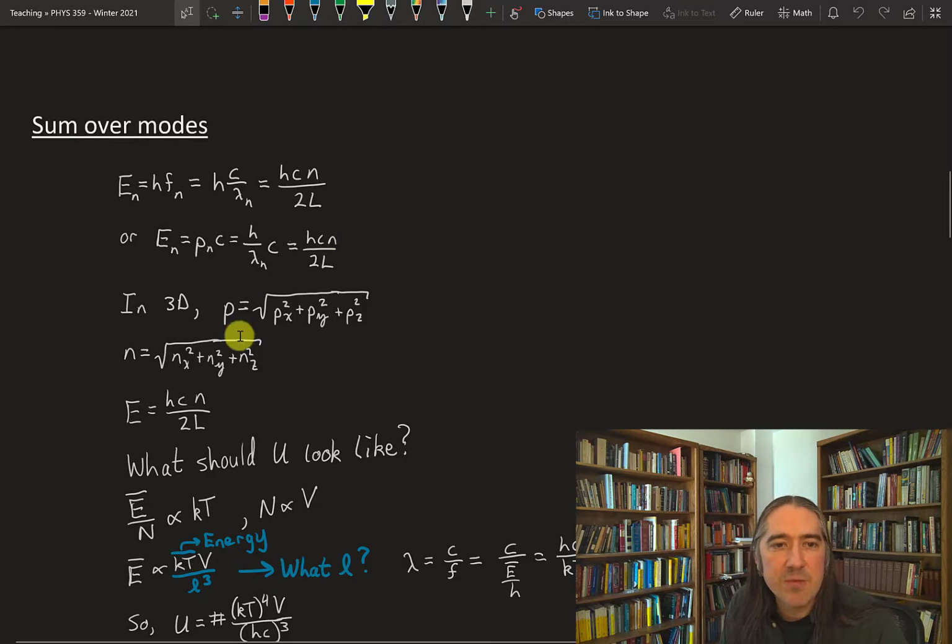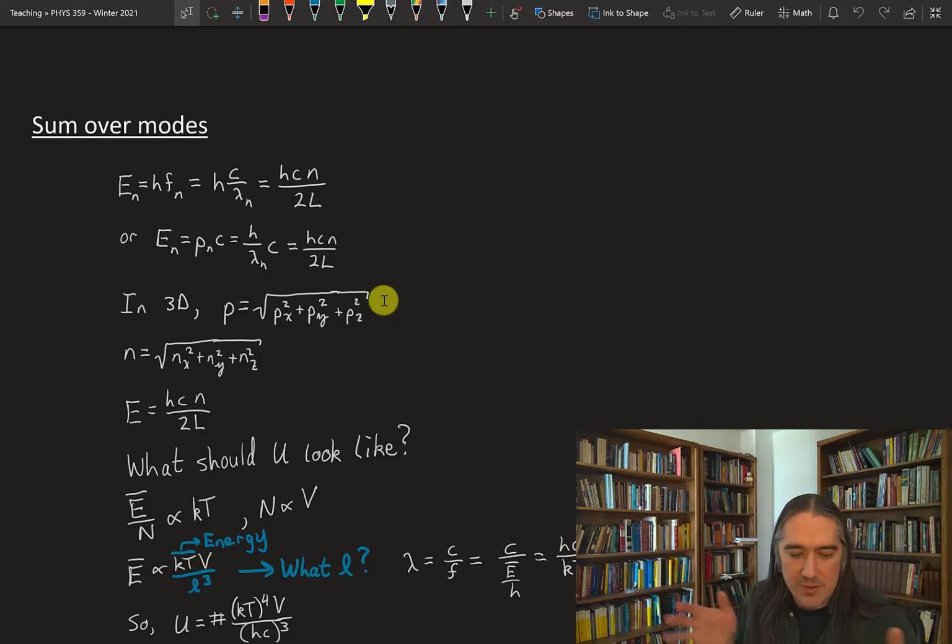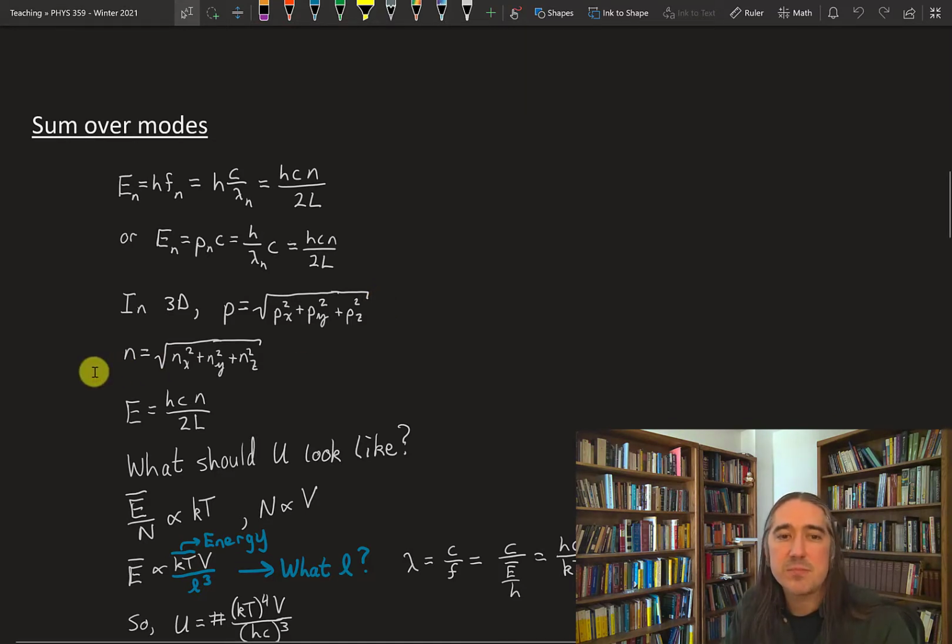In 3D, the momentum, the thing that gives you energy for a massless particle, is the magnitude of the momentum, which you get by taking the square root of the sum of the squares of the components. Just the length of the momentum vector. When we have a three-dimensional cavity, we'll have modes in the x direction, the y direction, the z direction, and we could have a mode that points in some other direction.